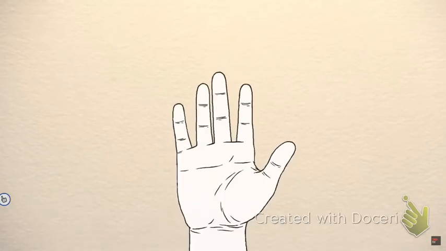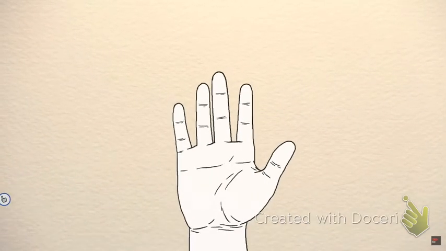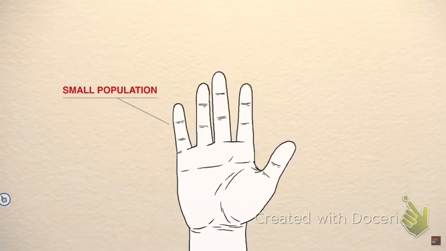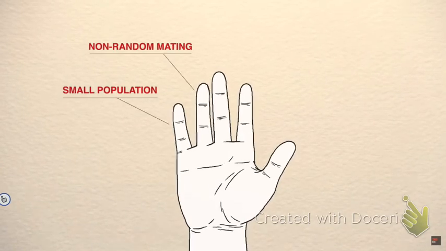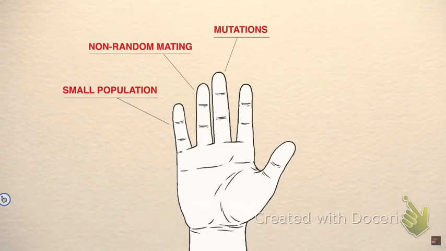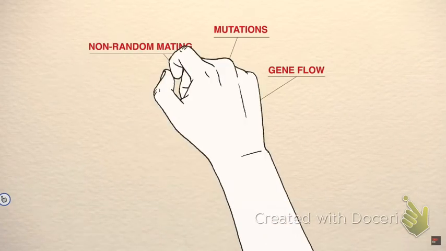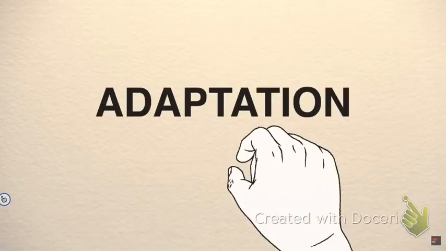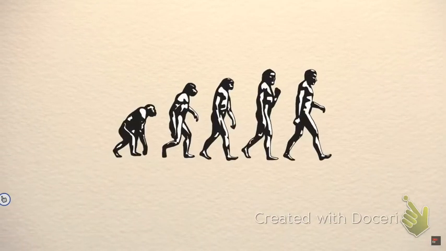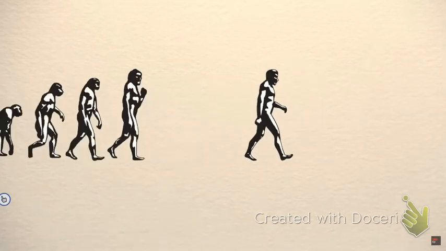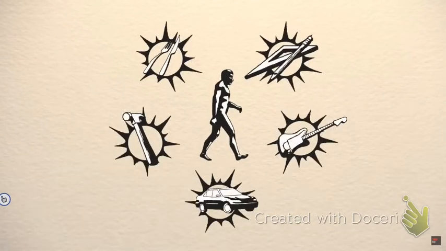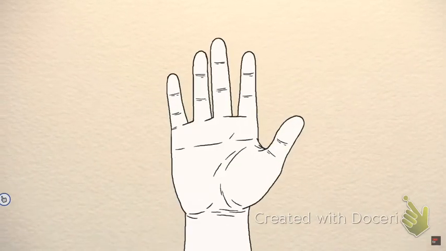All 4 of the processes represented by our fingers can cause evolution: small population size, non-random mating, mutations, and gene flow. However, none of them lead to adaptation. Natural selection is the only process that creates organisms better adapted to their local environment. I use the thumb to remember this process.